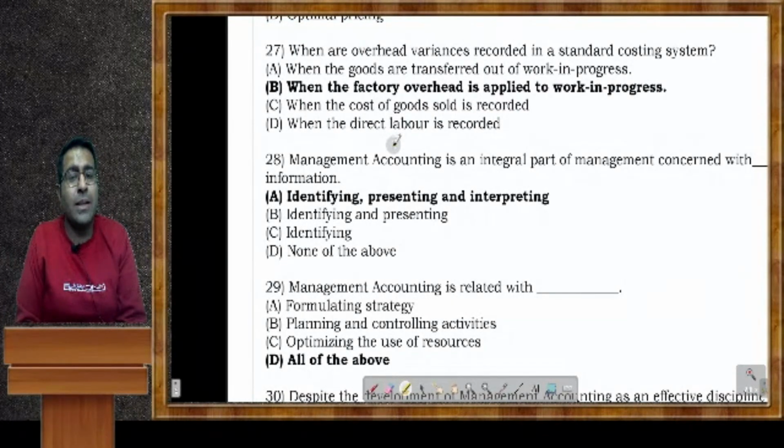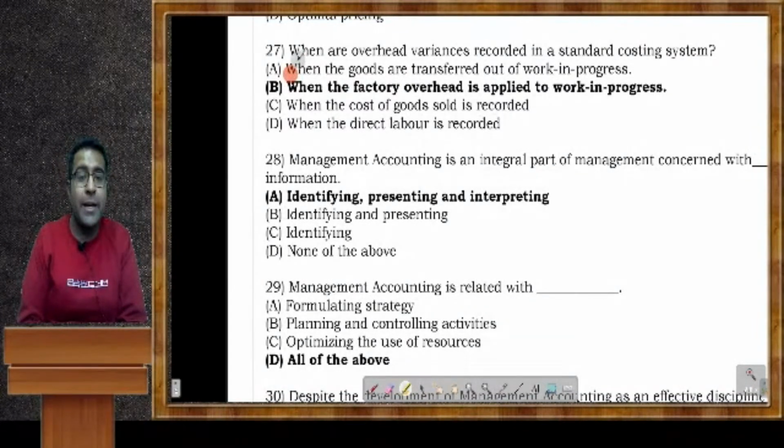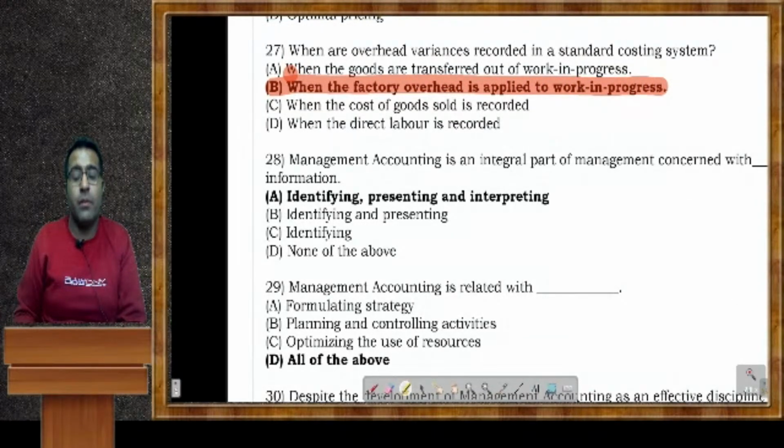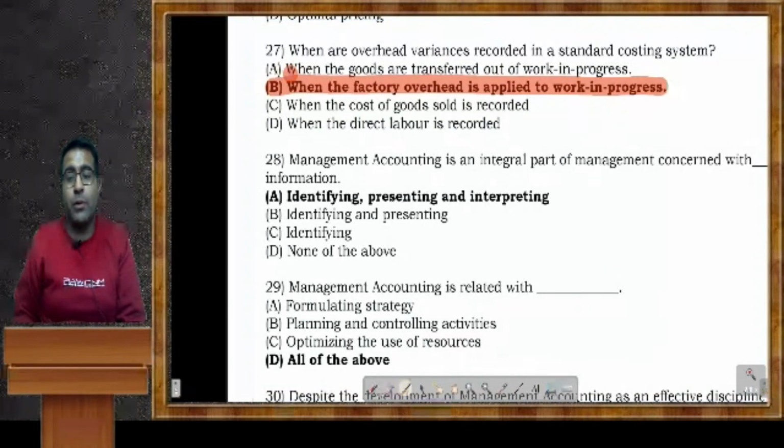Actually, in the standard costing, overhead variance is always calculated when it is applied to work in progress. If there is no work in progress, then there is no need to calculate or check the variance between the overhead variances. So the answer is when the factory overhead is applied to work in progress. Okay, moving to the next question.